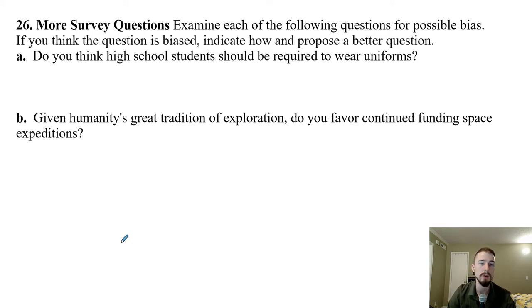Do you think high school students should be required to wear uniforms? Okay, so the language "should be required" could be left out. You could say, "Are you in favor of uniforms in high school?" as a better way of saying it. Saying "required" or "mandatory" or something like that would show a negative connotation. It's not too bad, but just change the wording.